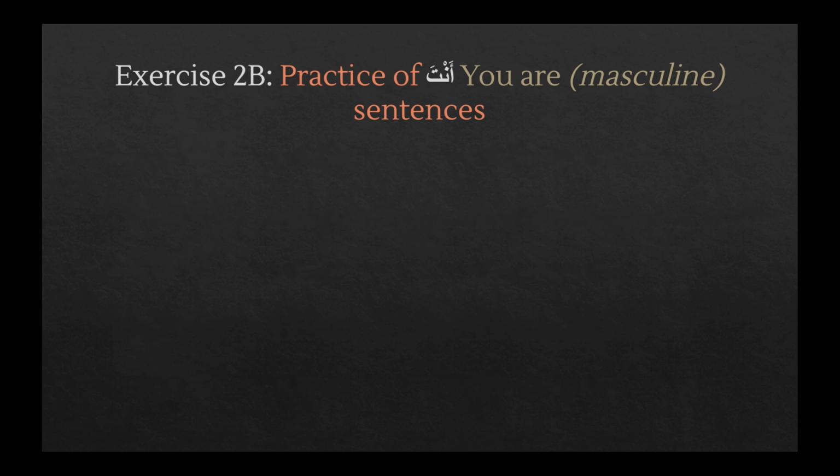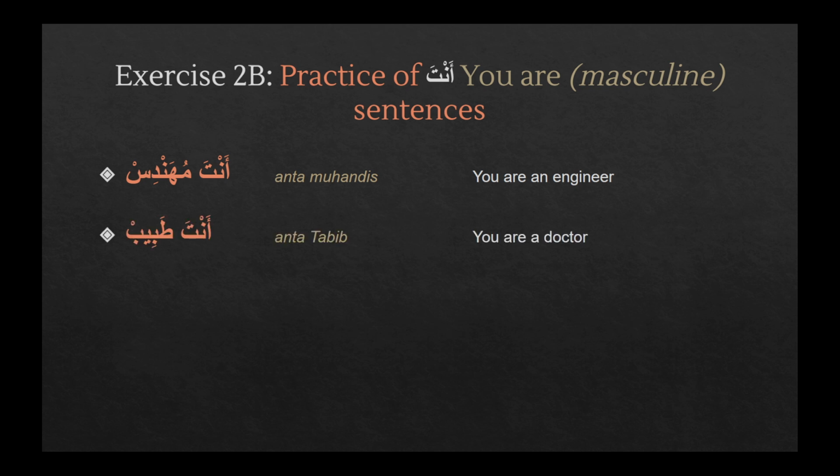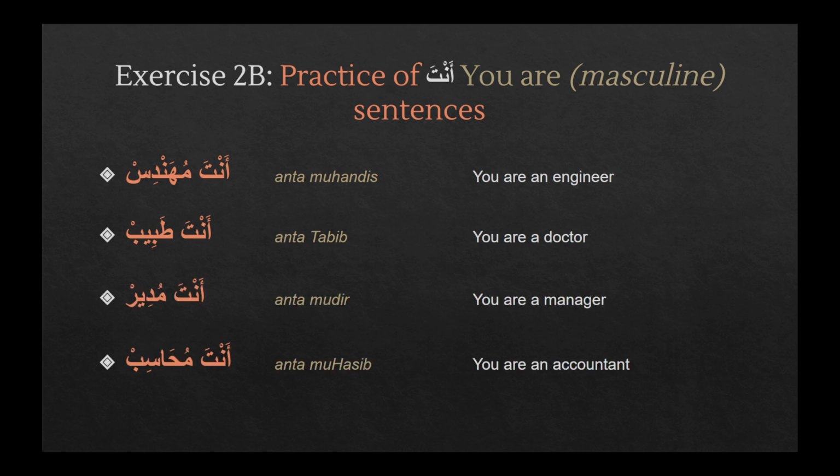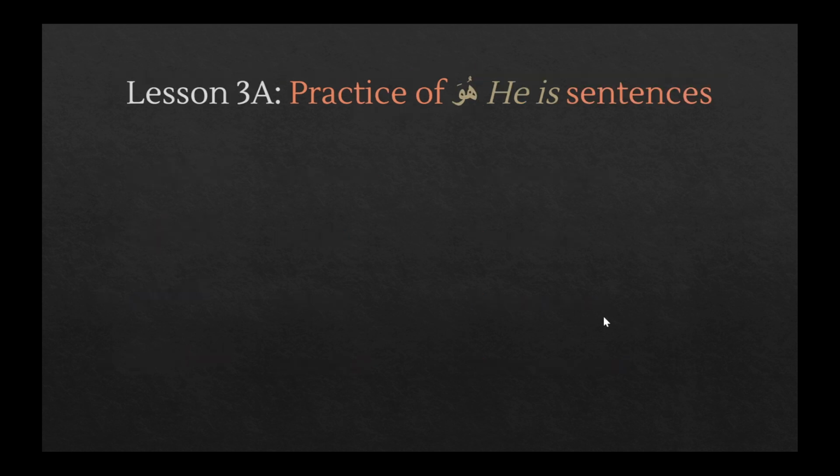Okay, let's practice some more. Anta muhandis, you are an engineer. Anta tabib, you are a doctor. Anta mudir, you are a manager. أنت محاسب. You are an accountant. Okay. So far you have learned 14 sentences based on the structure of you are. Okay. Now let's work through two exercises to practice using هو in sentences.